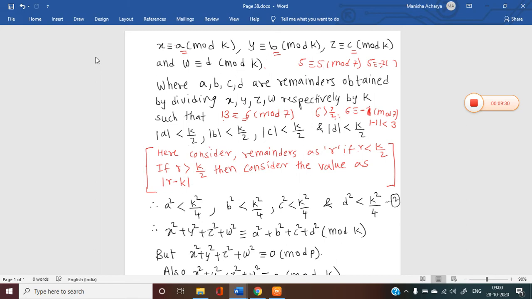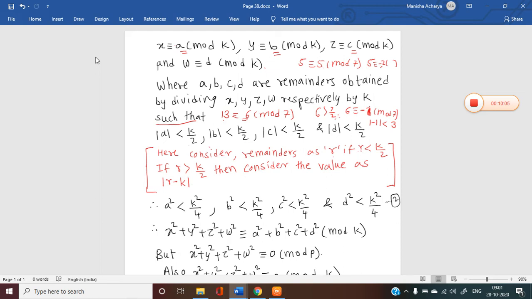So that is the meaning: choose a, b, c, d, where a, b, c, d are remainders obtained such that their values, mod of a, mod of b, mod of c, mod of d, are less than k by 2. Do not consider remainder values greater than k by 2. Are you getting it? Therefore, here I have written: consider the remainders r if r is less than k by 2.